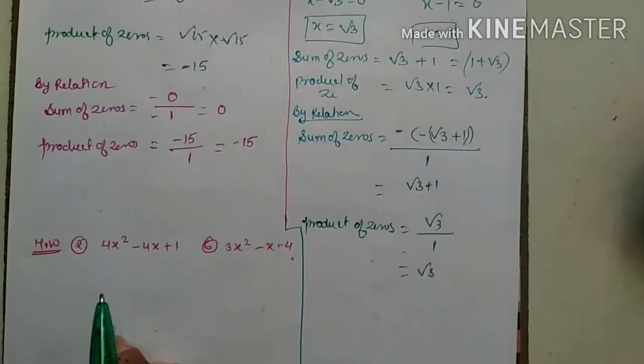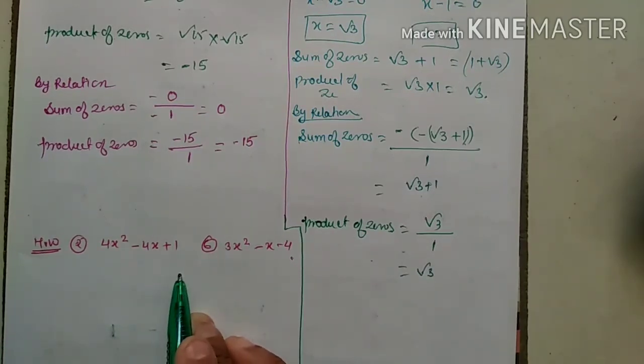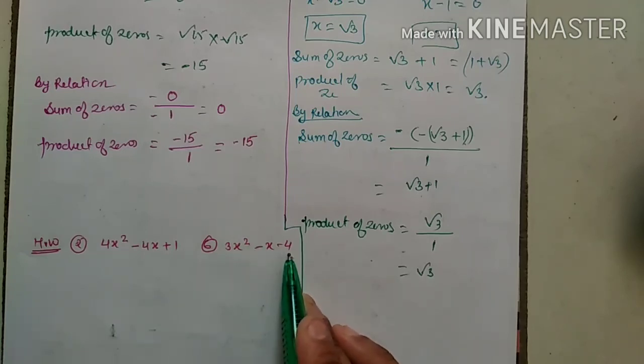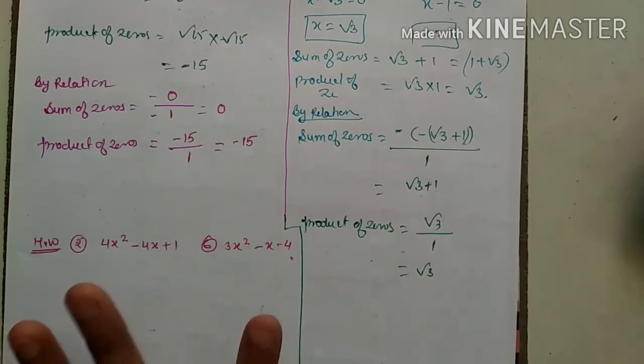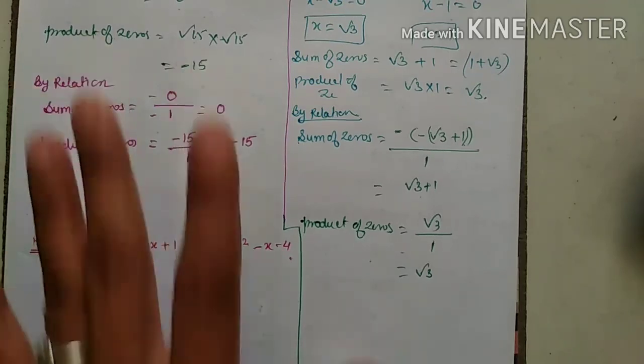I am giving you two questions for homework. Question number 2: 4x square minus 4x plus 1. The 6th question I am giving as homework: 6x square minus x minus 4. So first do the middle term splitting. Find the zeros of the polynomial. Then find the proper process.